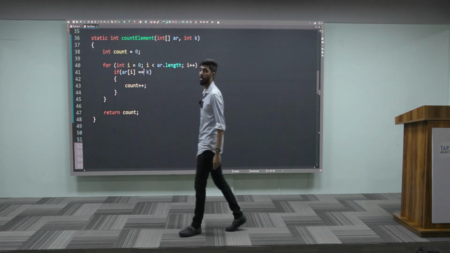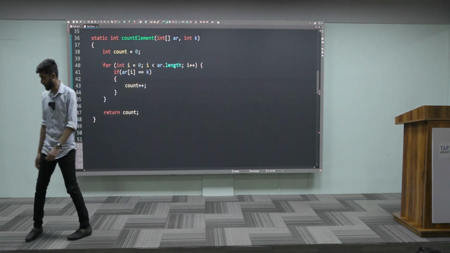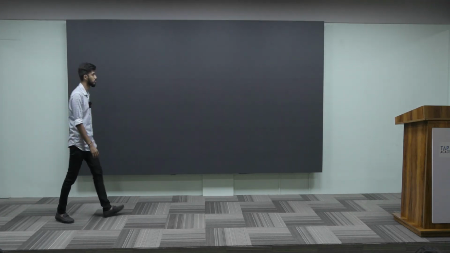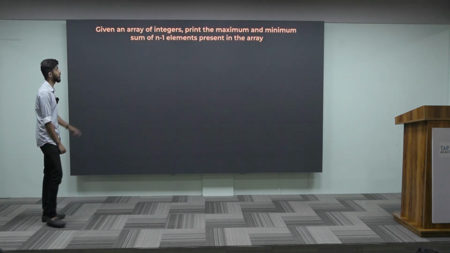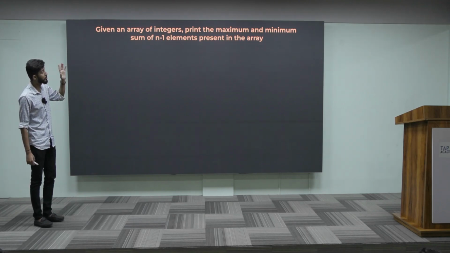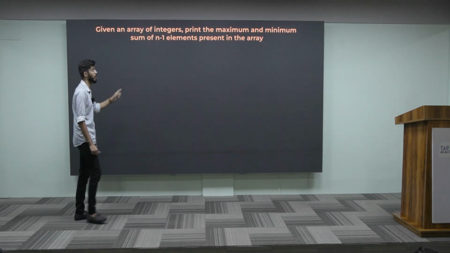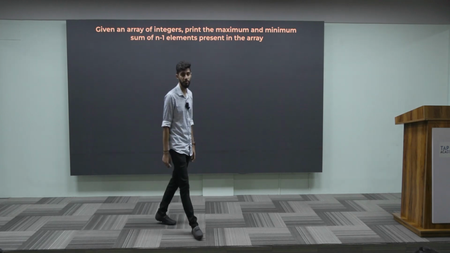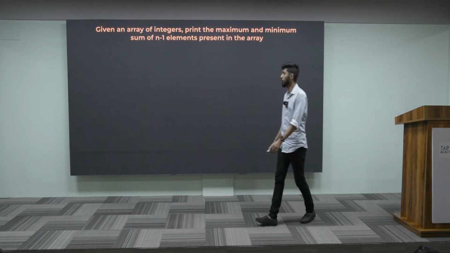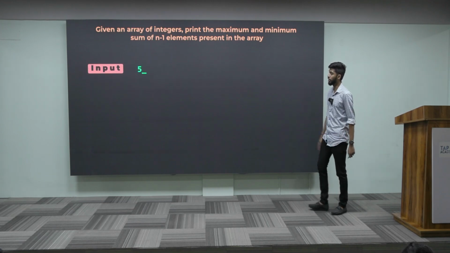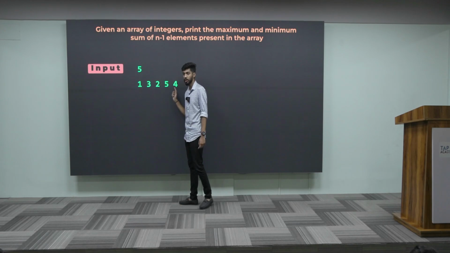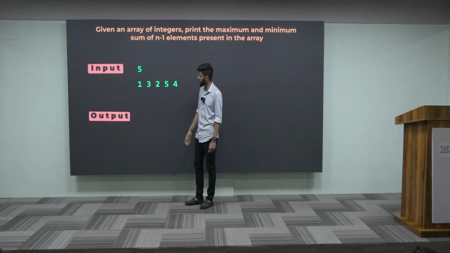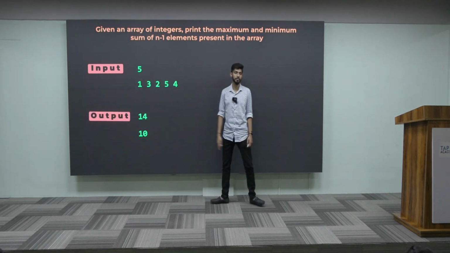Anyways, can we solve the next problem? Okay, let's go ahead with the next problem. You are given an array of integers. You need to print the maximum and the minimum sum of n minus 1 elements present in the array. Understood the question? No? Great. So there is one input given, 5, and you are given 1, 3, 2, 5, 4. And for this the output should be these two numbers, 14 and 10.